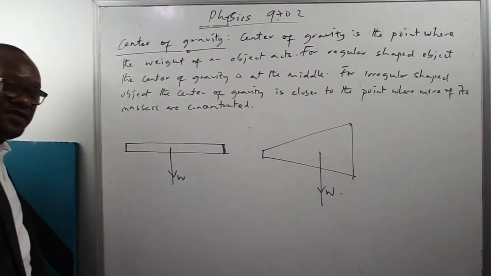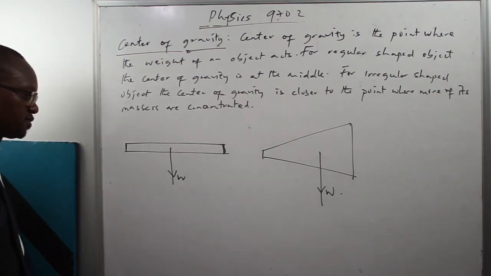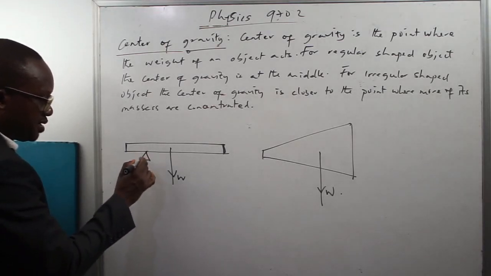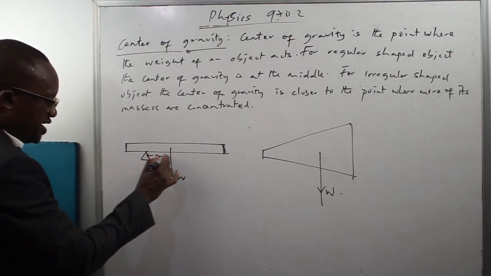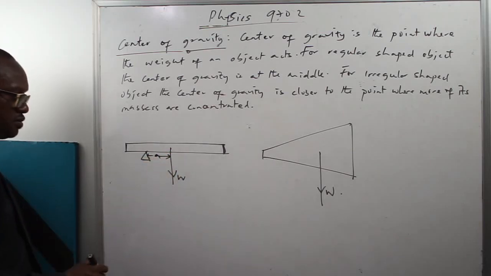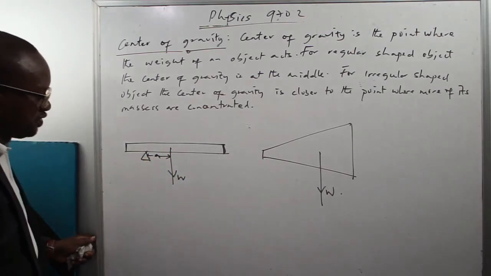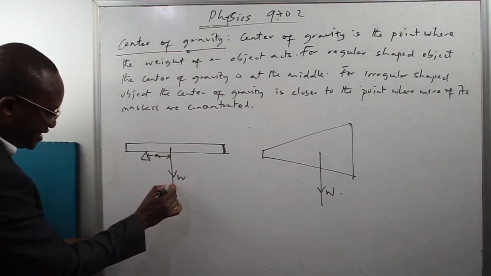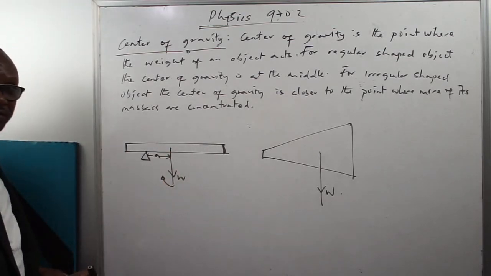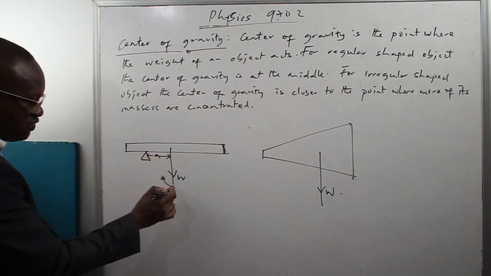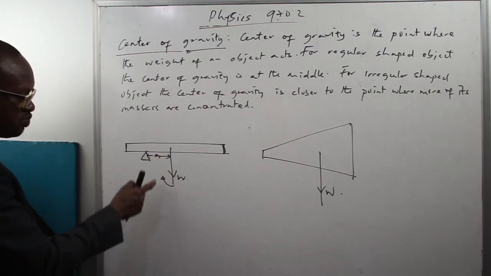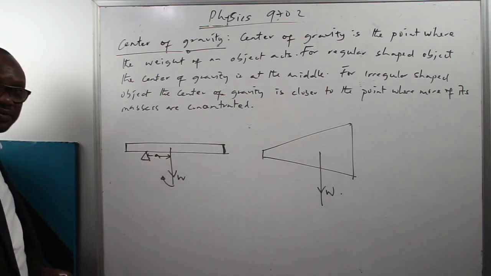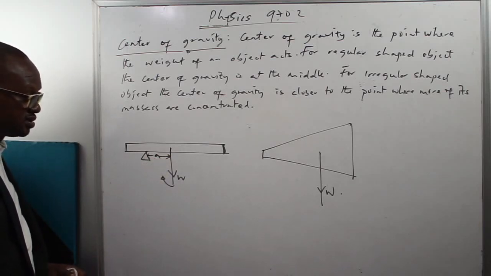Now, a very important thing I want to say. If I put a pivot here, let's say the pivot is at a distance A from the center of gravity of this body, the weight of this object has a moment about the pivot. The moment of the weight of this object about the pivot is the product of the weight and the perpendicular distance from the pivot. Note that.